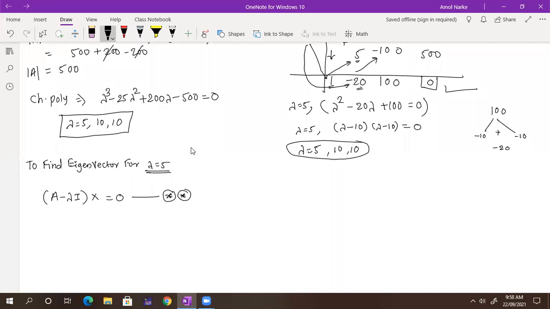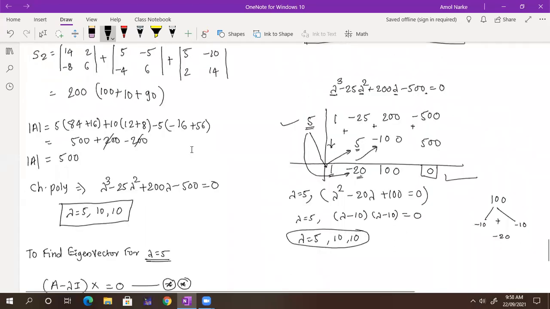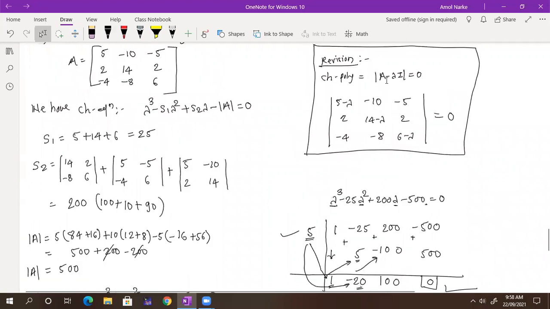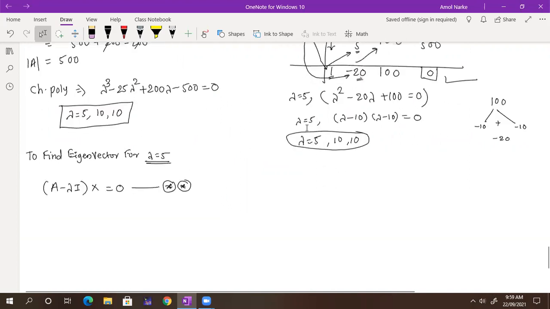So we substitute all the values. So tell me, what is A minus lambda I? Here I calculated A minus lambda I. Just you need to write down here, put the value of lambda. Lambda is equal to 5. So what are you getting? Please tell me, what is A minus lambda I?